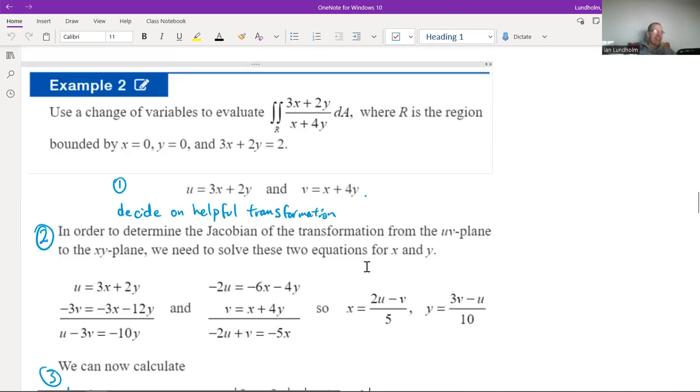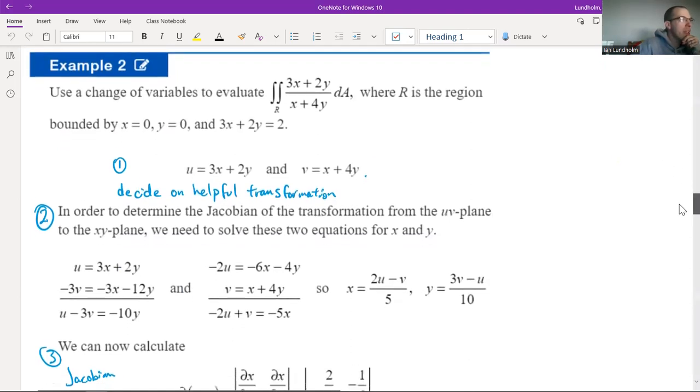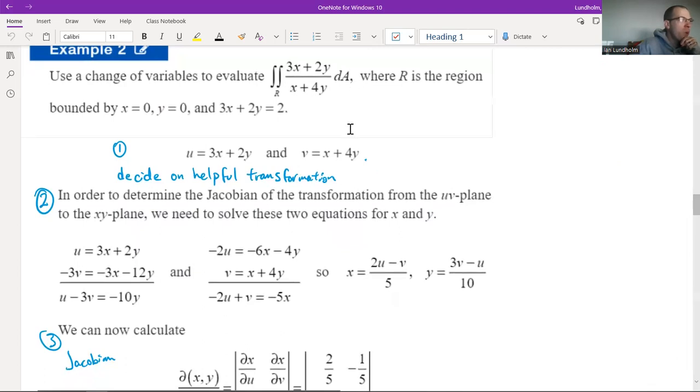Here is our second look at example 2. And I've got the stuff already written out. We're going to take a high level view of this. Okay, so same thing as before. We decide on a helpful transformation.